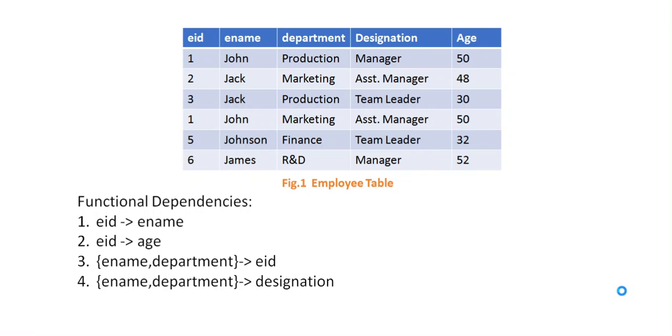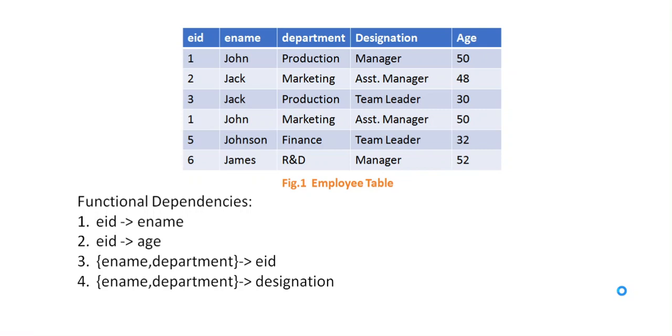Okay, now let's see this combination John and production. Now we have this combination twice in a table. John and production, first row, and John and marketing, this is fourth row. But for this the employee ID is the same. Means if you say John and production, if you repeat this value again in an employee table, then employee ID will be 1. Employee ID will be only 1. So this is how we can say employee name and department is identifying employee ID.